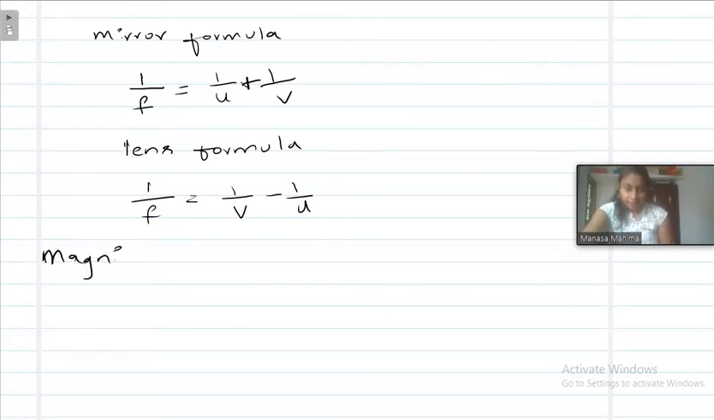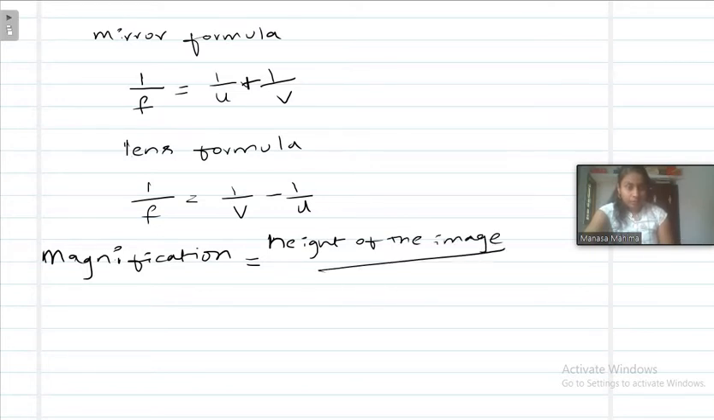Okay, next, magnification. How have we defined the magnification? It is defined as the height of the image to the height of the object. Whatever magnification formula I have given for mirrors, the same formula you can apply for lenses also, with a slight difference.